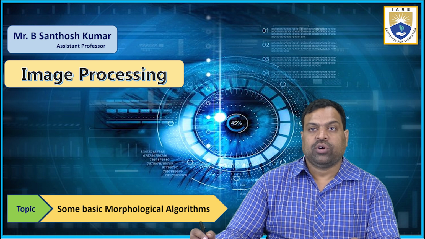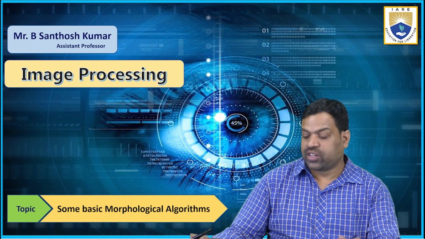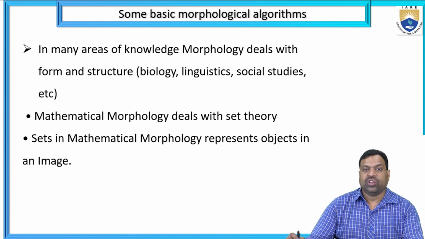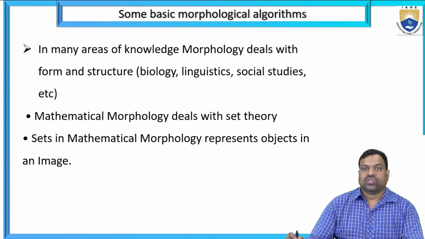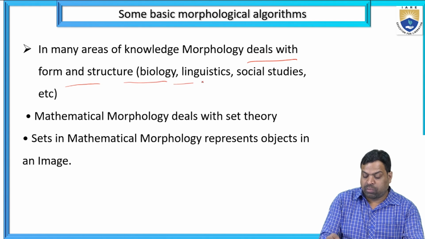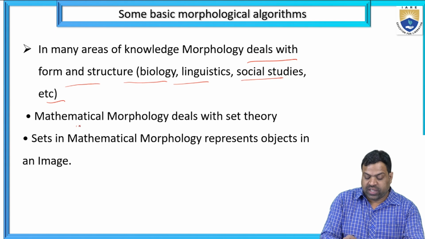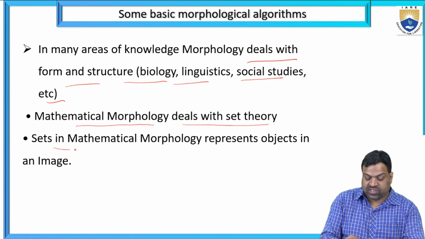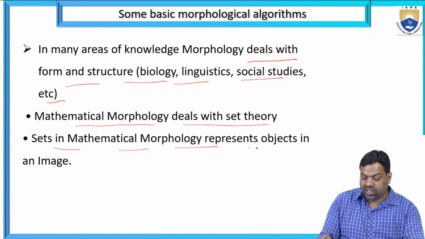Today I am discussing some basic morphological algorithms. What are the basic morphological algorithms and how are they related to image processing? In many areas of knowledge, morphology deals with form and structure in biology and social studies, etc. But mathematical morphology deals with set theory. Sets in mathematical morphology represent objects in an image.